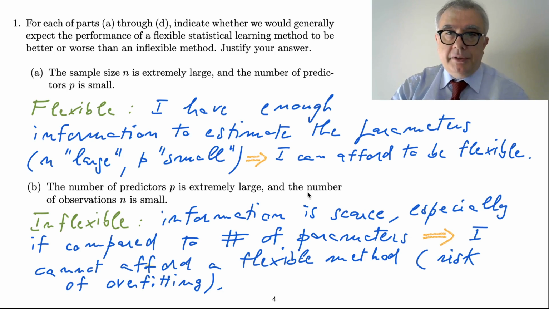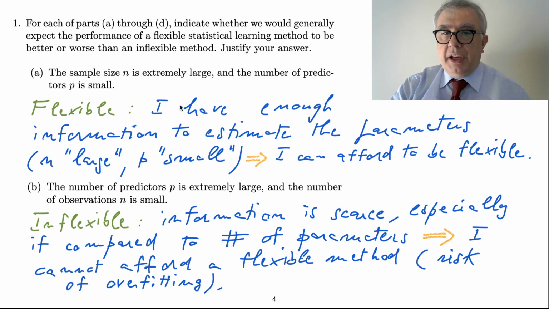Next exercise. We have 4 parts, and for each of them you should indicate whether you expect a flexible statistical learning method or an inflexible one to be better, and we should justify the answer. First, the sample size is extremely large and the number of predictors P is small. Okay, in this case I could go for a flexible learning method.